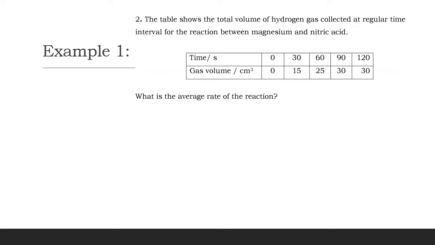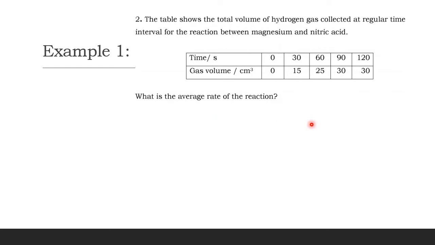The table shows the total volume of hydrogen gas collected at regular time intervals for the reaction between magnesium and nitric acid. So this is the time taken and the gas volume produced at certain time. What is the average rate of reaction? So soalan tanya average tu maksudnya keseluruhan lah.